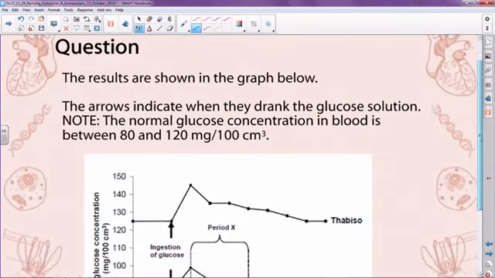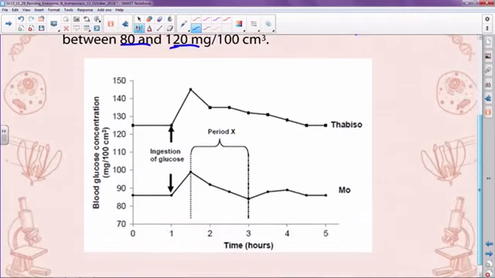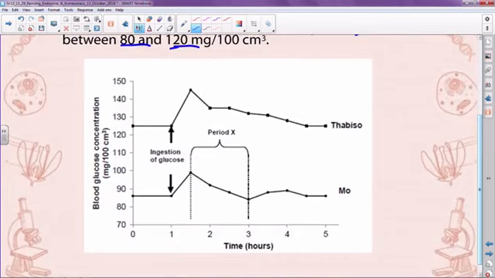Okay, and we ended off with this. The arrows indicate when they drank the glucose solution, not the normal glucose concentration in the blood. The normal concentrations in the blood was between 80 and 120 milligrams per 100 centimeters cubed. So there we go. That's just the thing that we're having a look at. Remember, there's Moy and there's Tabiso, right? And we're going to figure out what their blood glucose levels are, where they were, and what is going on.